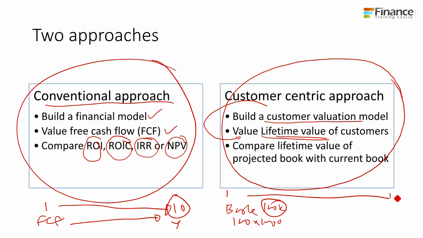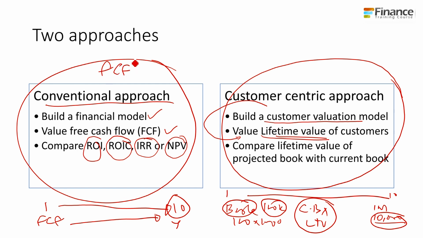But at the end of 10 years, I'll have 1 million customers. And at the end of 10 years, with these 1 million customers, my lifetime value is going to be about $10,000 per customer. So it's not just that my customer book has grown, but my LTV has also grown. And this customer book times lifetime value is an indication of the value that I can create over a period of time. So that's the 2 approaches side by side. Here, this is FCF, free cash flow focused and centered, and this one is focused on lifetime value.